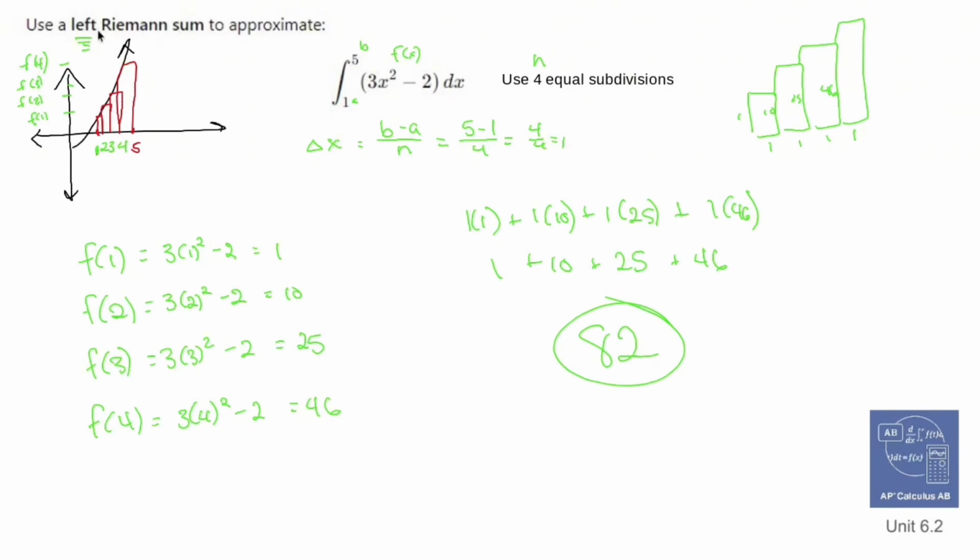And that sometimes is the issue with Riemann sums, where it's never going to be exact, it's going to be approximate. So the approximate area under the curve between 1 and 5 of 3x squared minus 2 is about 82, knowing very well it's actually going to be just a little bit more than that.